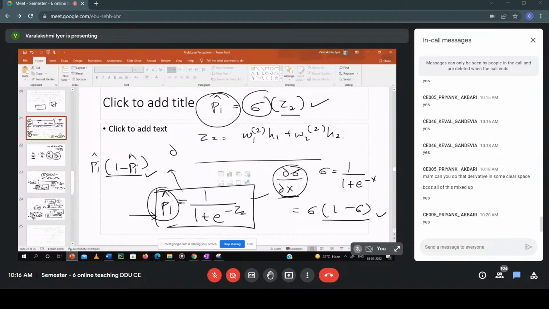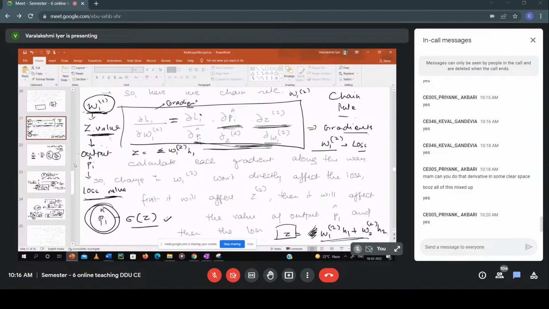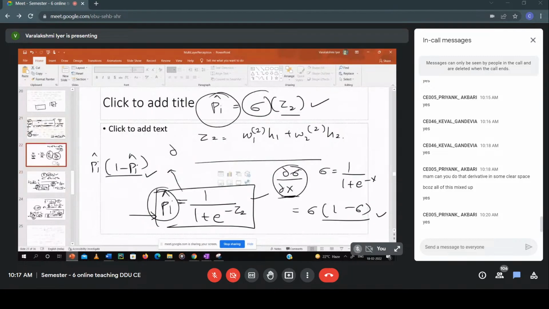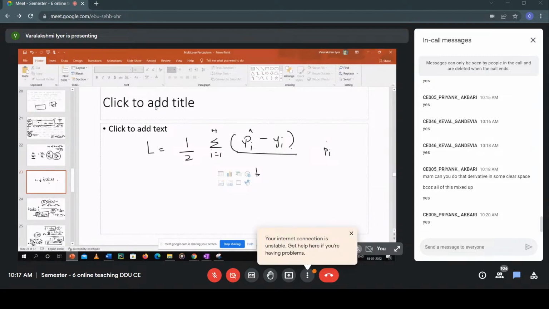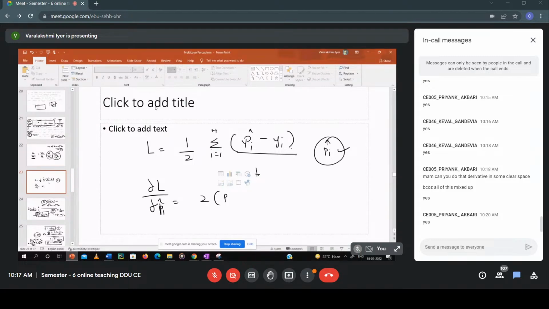And the first point that we have is del Li upon del Pi. For that, if you recall, L is equal to 1 upon 2 summation over i equals 1 to n of (Pi hat minus Yi) squared. If you perform the derivative with respect to Pi hat, del L upon del Pi hat will be 2 into (Pi hat minus Yi) upon 2, which is equal to Pi hat minus Yi. All three derivations are clear now.